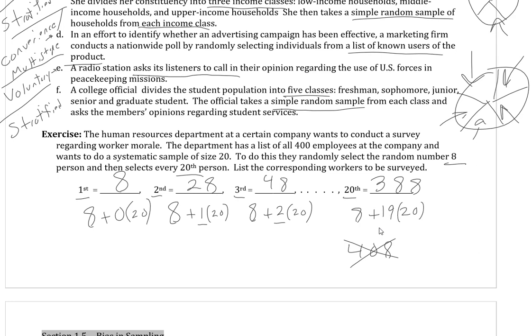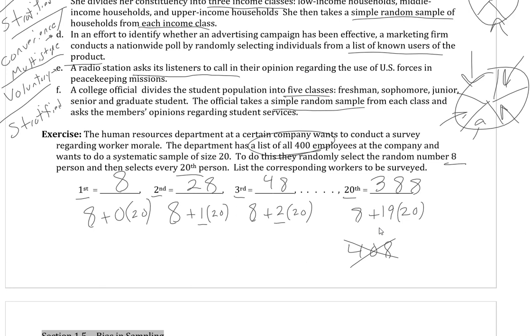This also goes by the formula shown on the previous page, and another reason why 408 doesn't work. It says a list of 400 individuals. We don't have a 408th person. We only have individuals listed from 1 to 400. So 408 doesn't even work in that sense.